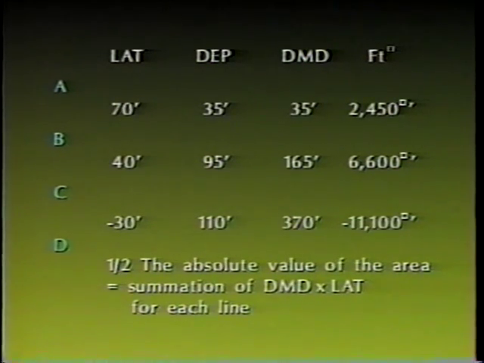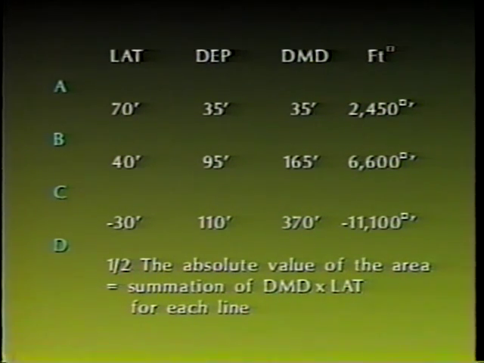Okay, turn off the video. Using the information in your workbook, determine the area of the parcel. Then turn us back on for a review. By the DMD method, the area of the parcel is 43,325 square feet. Let's review the procedure.